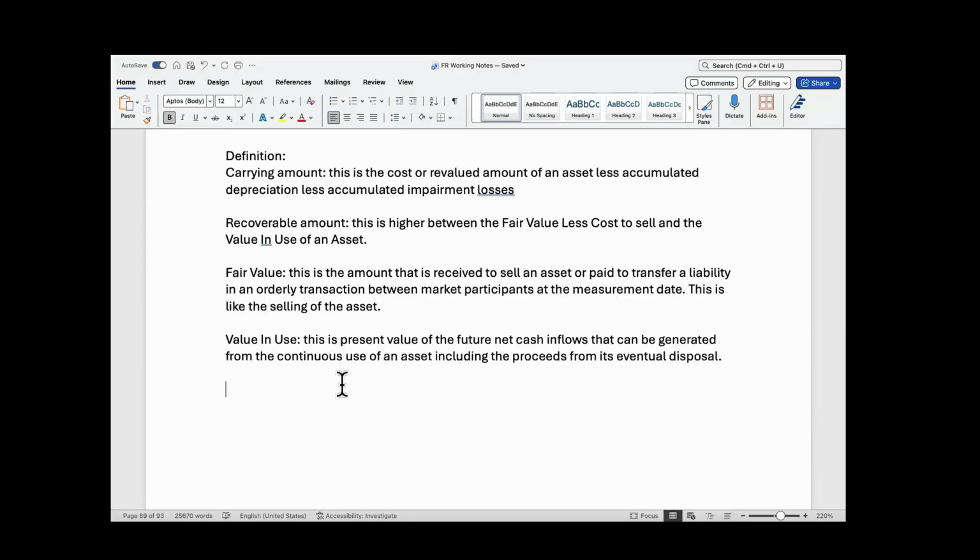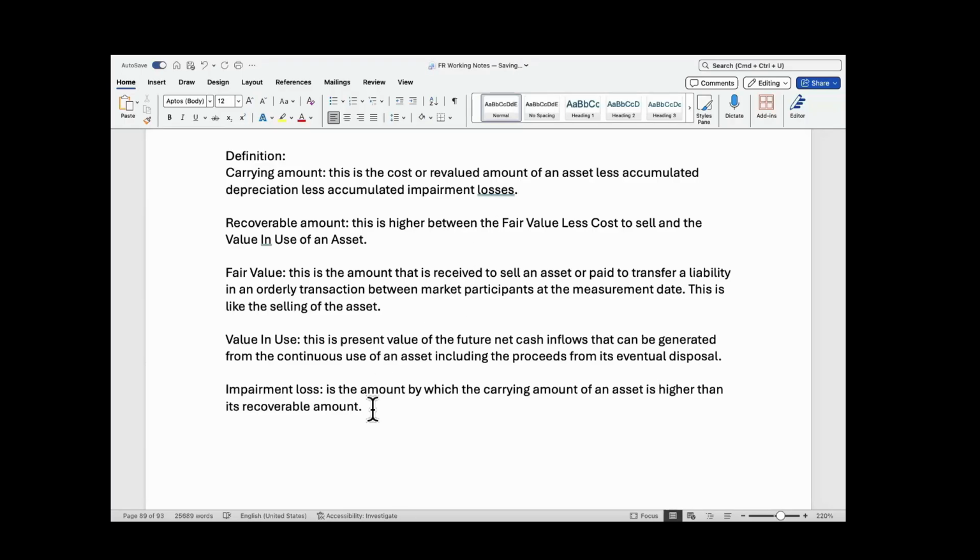So that being said, we can then conclude that impairment loss is the amount by which the carrying amount of an asset is higher than its recoverable amount. Okay, so you should get a picture of where we are going, just so that we are saving time for you.